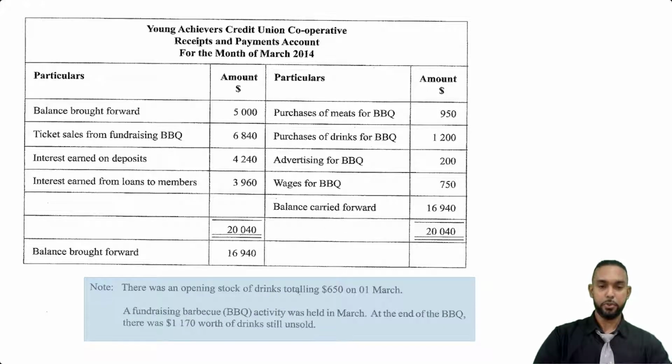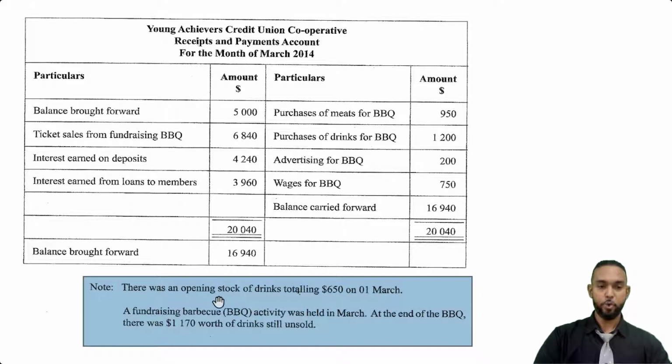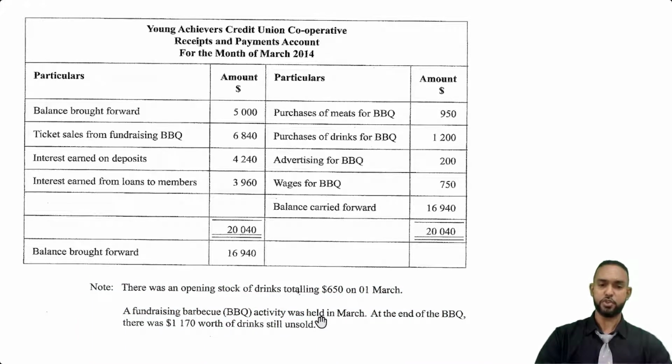There's also a note here that says there was an opening stock of drinks totaling $650 on the 1st of March. A fundraising barbecue activity was held in March. At the end of the barbecue, there was $1,170 worth of drinks still unsold. So we have an opening and closing stock of drinks. All right, let's see what they want us to do here.